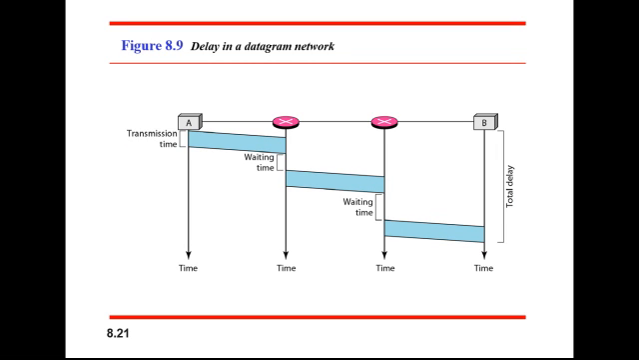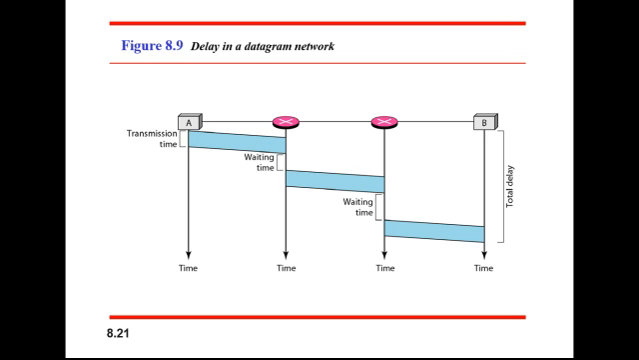Now let's have a look at the delay in a datagram network. As you could imagine, no resources are reserved, so system A in this case transmits the packet. It reaches switch 1. At switch 1, the packet has to wait a particular amount of time to be served. After that time, the packet is forwarded to another switch or the destination.